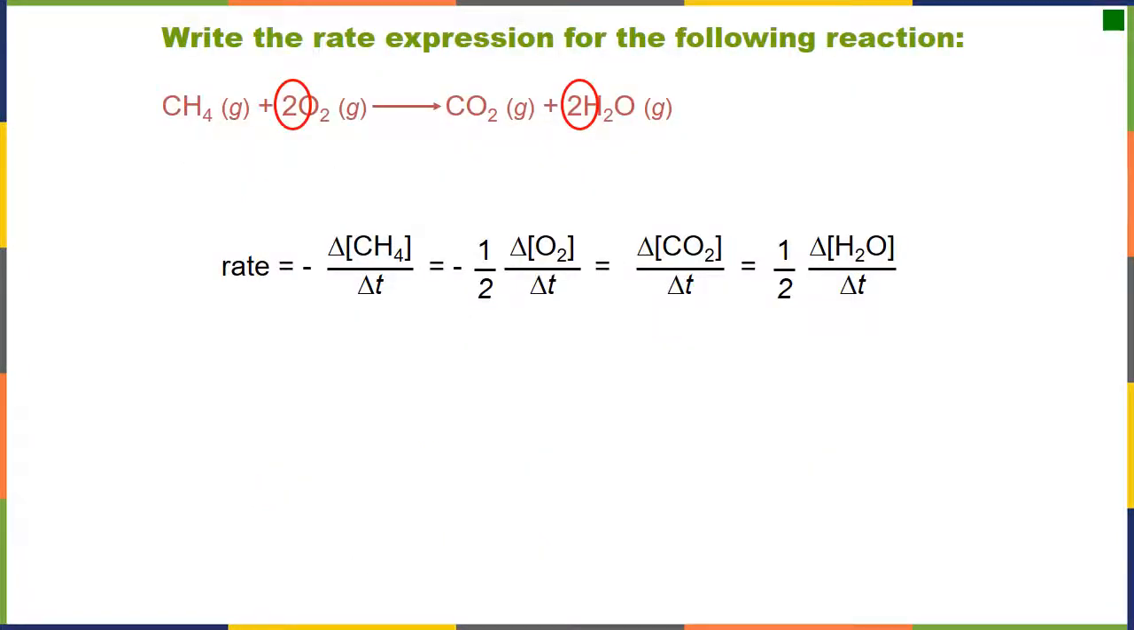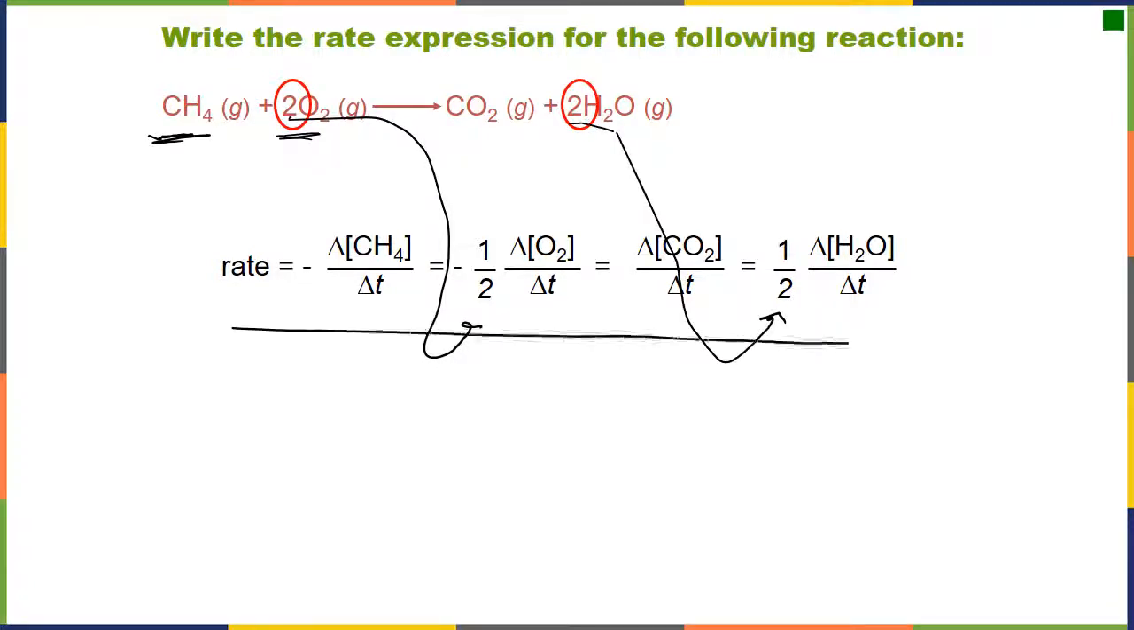So, a real life practice. We want to compare the rate of methane with the rate of oxygen. We know first of all, these guys are going to be reactants, so we have to put the negative sign in. We're going to take the 2 and put it down here. We're going to take the 2 for the water and put it right down there. And these are the relative rates between these reactions.